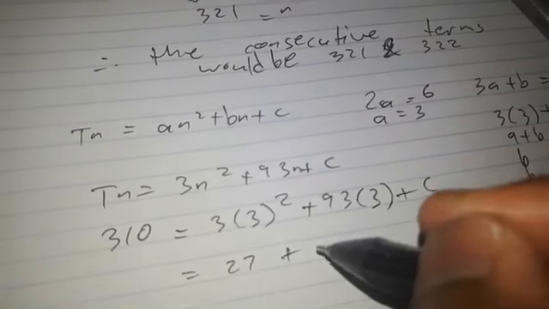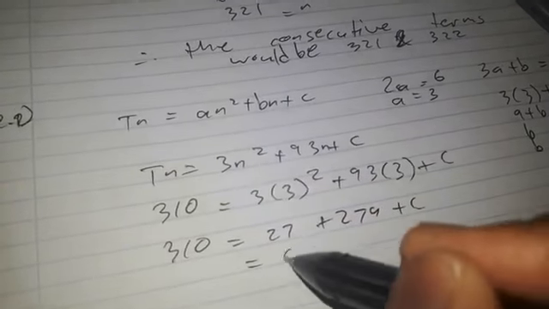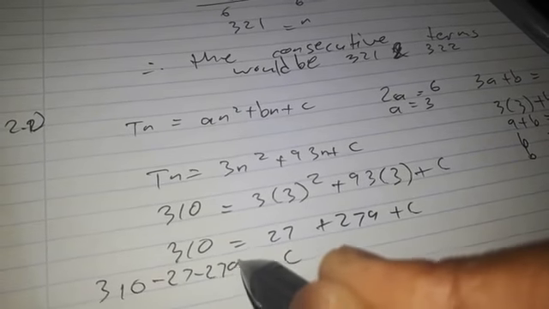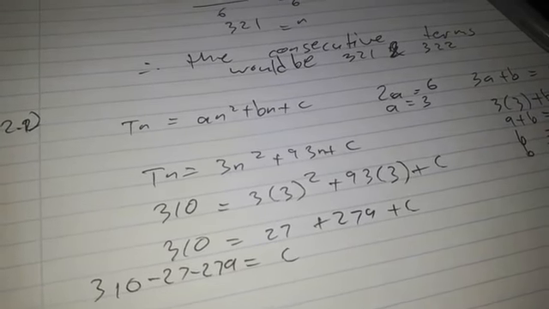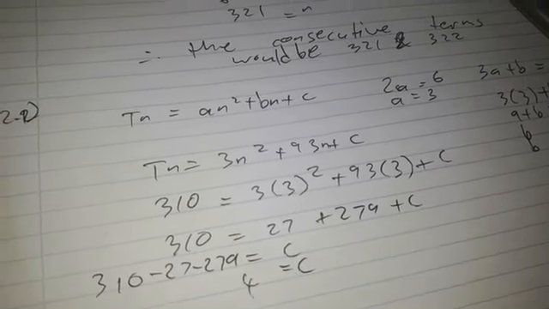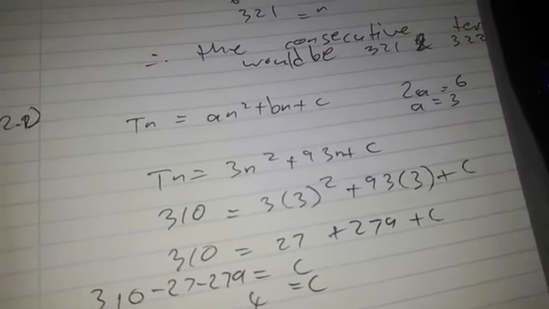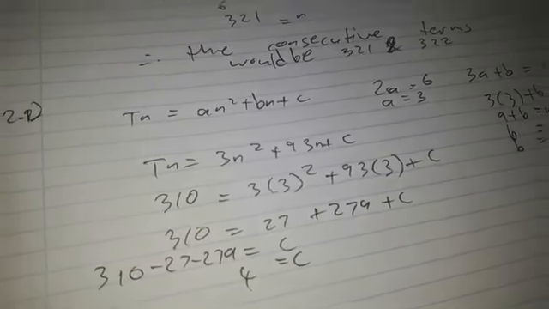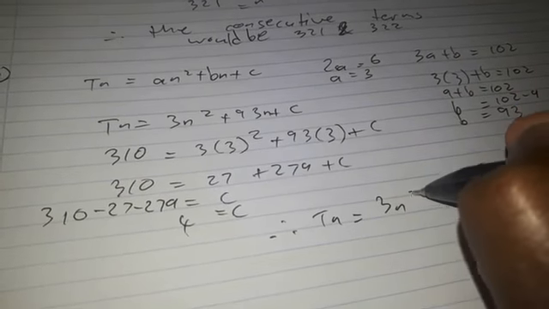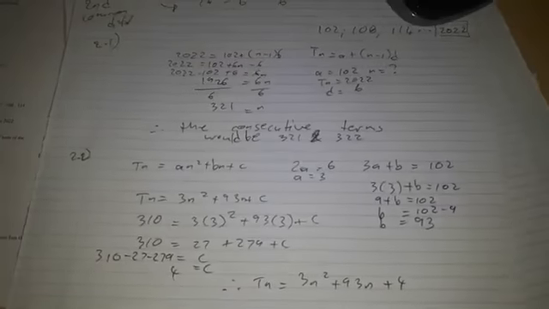That's 279 plus c. And then if you take everything to one side, our value for c is 310 minus 27 minus 279. Our value for c is going to be equal to positive 4. Yep, our value for c is equal to 4. So here we can then say, therefore, Tn is equal to 3n squared plus 93n plus 4. And that's going to be your answer.